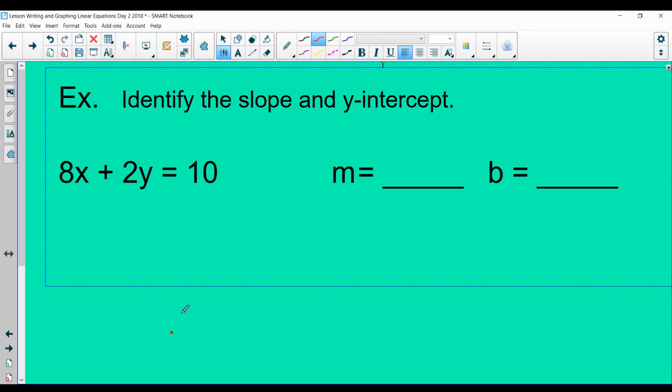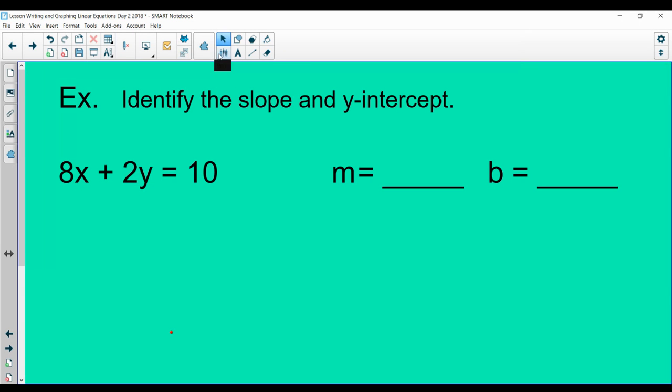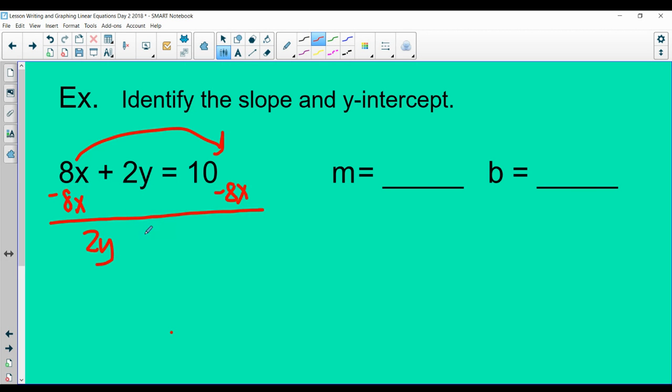Again, first step, I need to move the x to the other side. So it's positive, so this time I have to subtract it. Once again, the x goes in front, and I'm just writing this as an expression because those do not simplify. And now I need to divide by 2. So -8 divided by 2 is -4x, and 10 divided by 2 is 5. So the slope is -4, and the y-intercept, b, is 5.